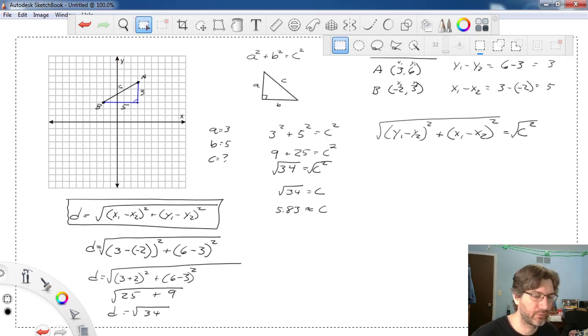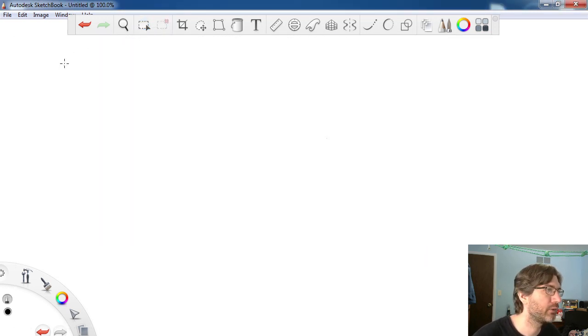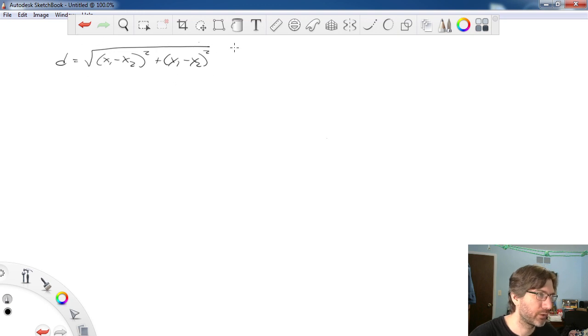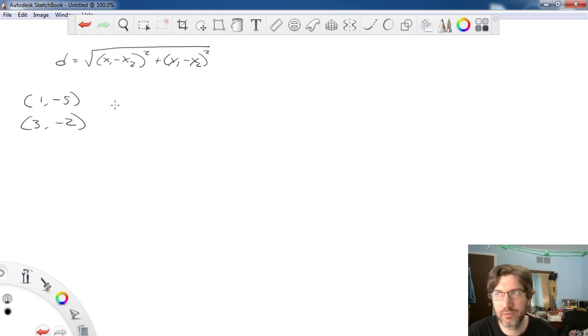We don't need any of this anymore, with the exception of our distance formula. So remember, distance equals the square root of x1 minus x2 squared plus y1 minus y2 squared. So remember your formula, that's what we're plugging into. And we need 2 points. So we're going to have our first point at 1, negative 5, and our second point at 3, negative 2.